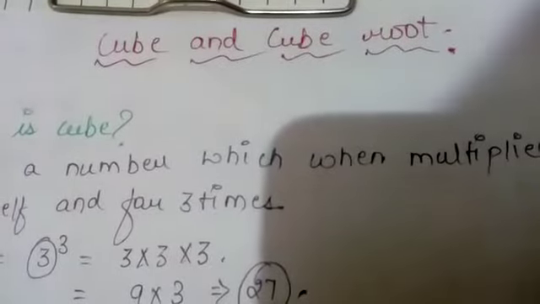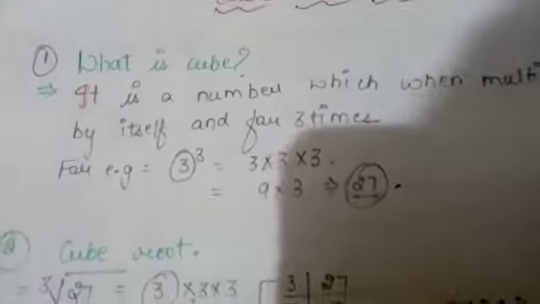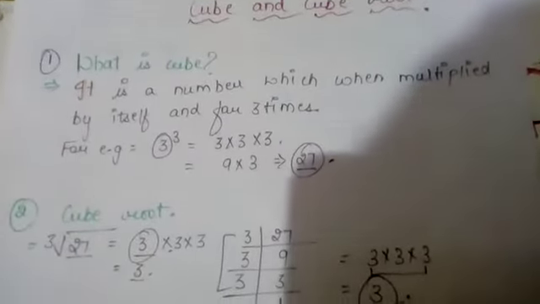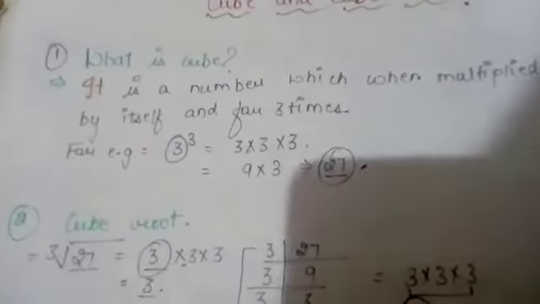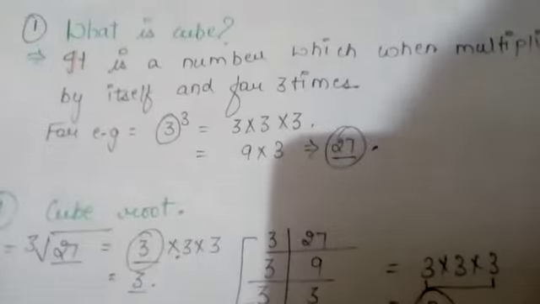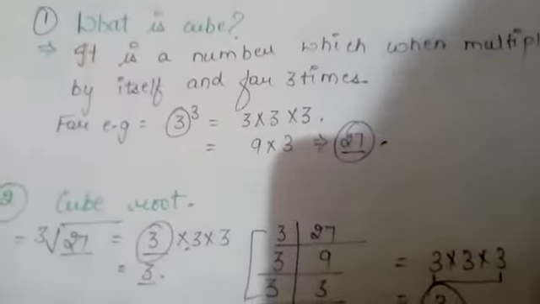Hello friends, today we study cube and cube root. First of all, we see what a cube is. It is a number multiplied by itself 3 times. It means if we take a number and we have to find the cube of that number, what do we do? We have to multiply that number by itself 3 times.